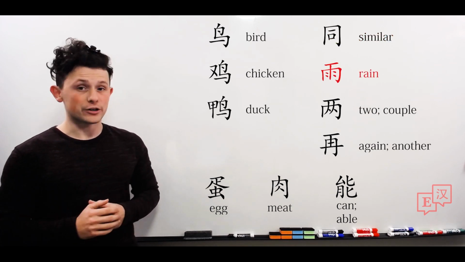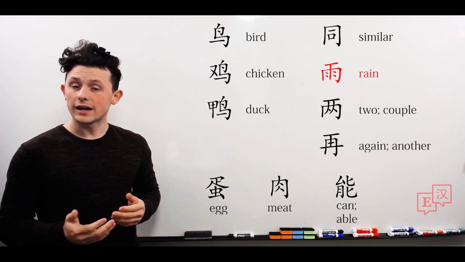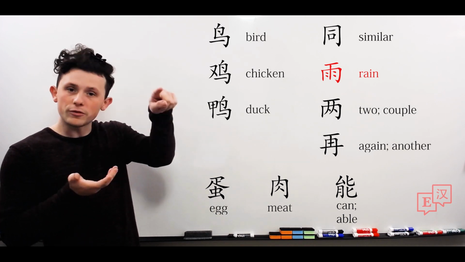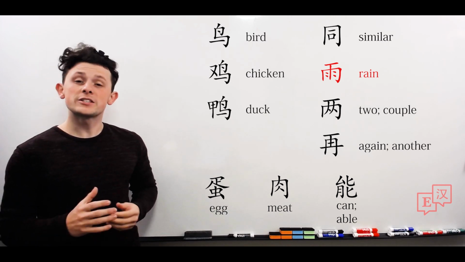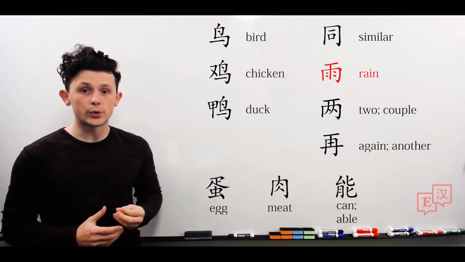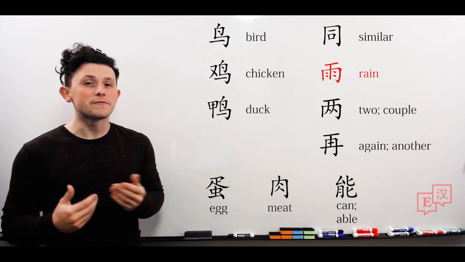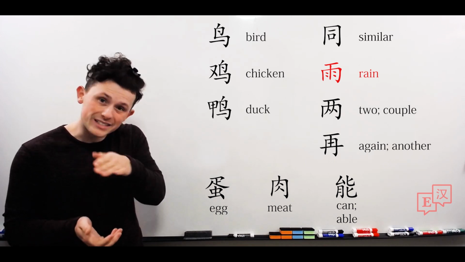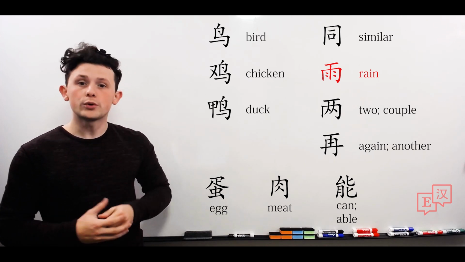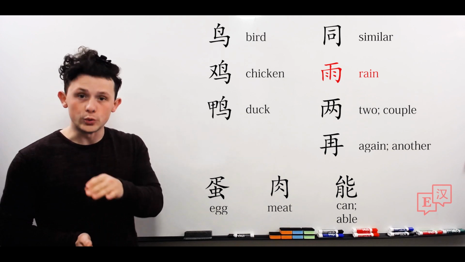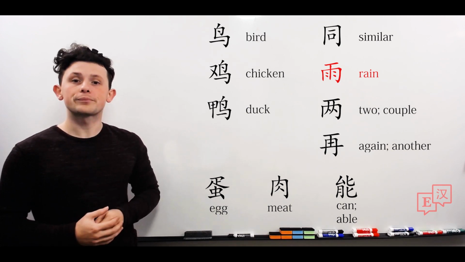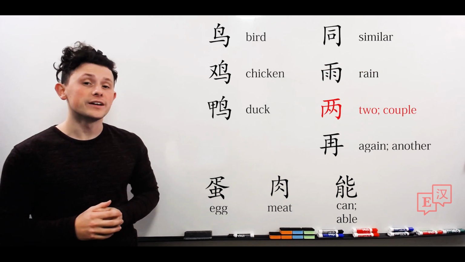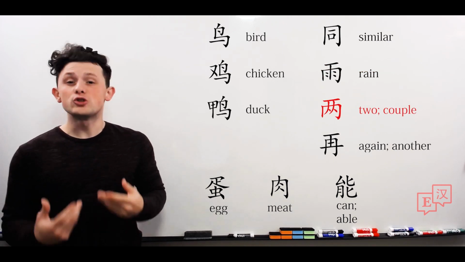Now, our next character means rain, and it kind of looks like you have the roof of the sky and then little bits of rain dropping towards the ground. This is pronounced yu. Note it's much like fish or jade, but with a dipping tone. Yu. Our next character is another character that means two.